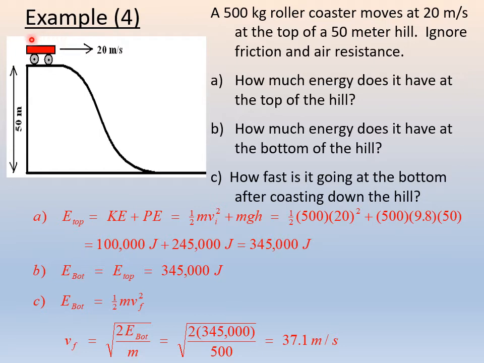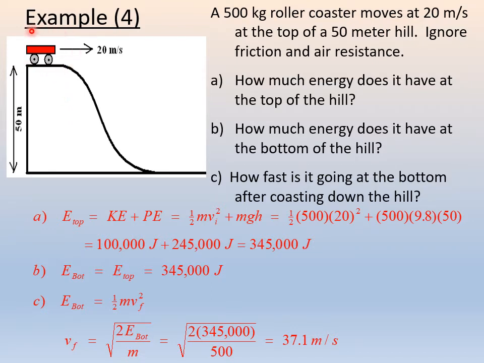So here is the situation. The roller coaster up here, notice, is not at rest. It's moving at 20 meters per second. And it's also at the top of this hill, which has an elevation, or a height, of 50 meters. Now the roller coaster is going to go down this hill. So there are three parts to this. The first question is, how much energy does the roller coaster have at the top of the hill? So let's answer that one first.